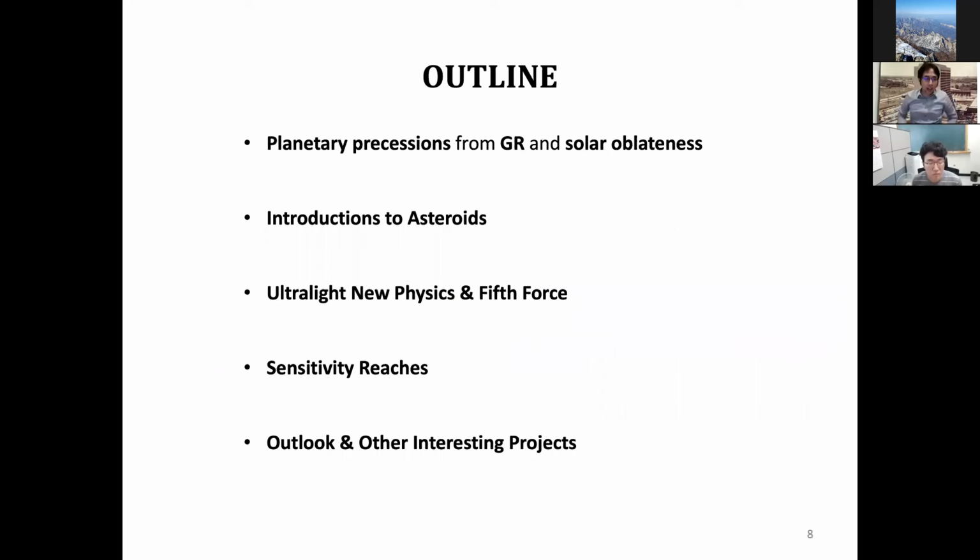Okay. So here's the outline of the talk. First, I will talk about the planetary precessions from general relativity and solar oblateness, and I will explain what both of them mean. Then I will give you a very quick introduction to what asteroids are. And then I will talk about ultralight new physics and fifth force. So this is the particle physics part. If you have any questions about the asteroids, GR, or solar oblateness, please ask me. I'm also learning a lot of this, but it's great to discuss. Then I will talk about the sensitivity reach, outlook, and other interesting projects.